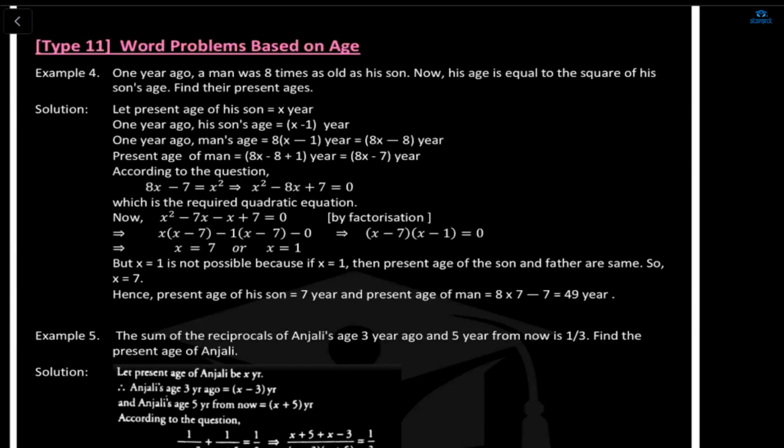And accordingly assume the variable. Don't assume anything carelessly. You need to be very careful about which variable has to be assumed and what type of equation you have to form. Now let's see a word problem based on age. We are going to solve the word problem based on age.